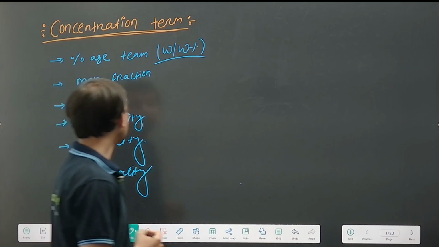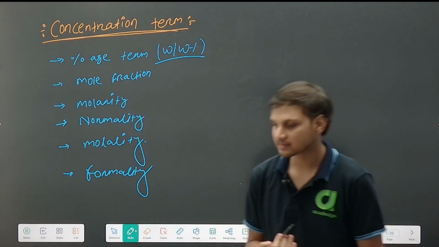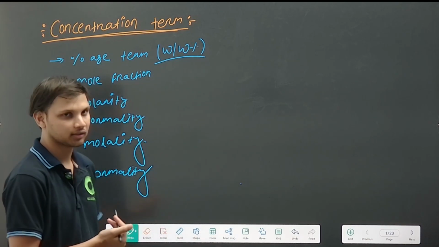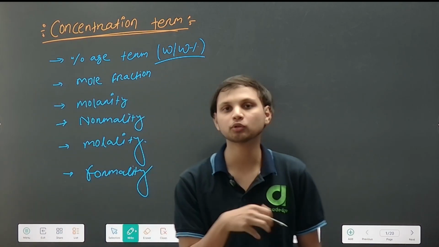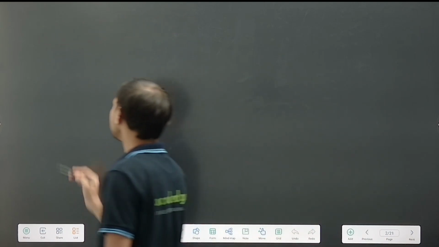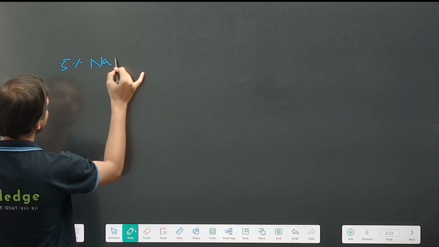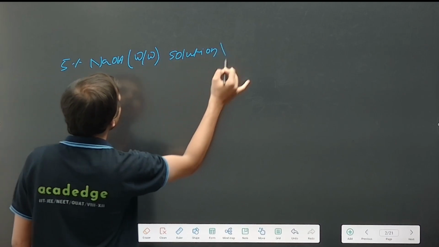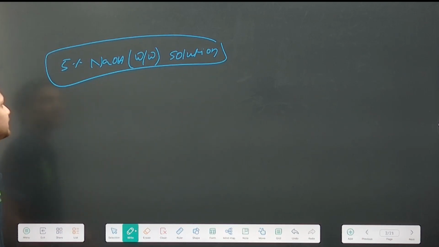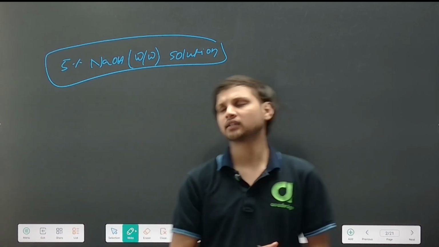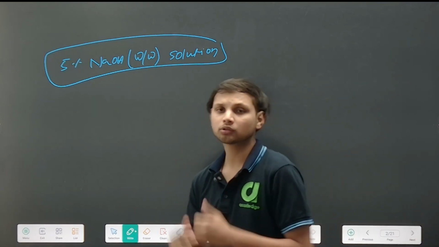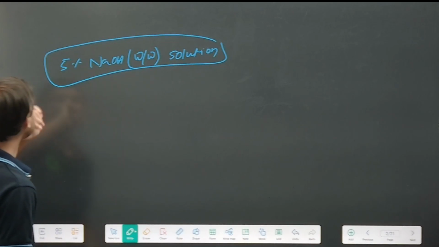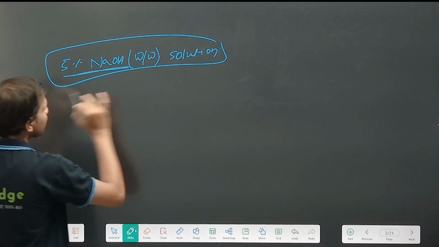Starting from the percentage term, what do you mean by percentage? Whenever I talk about percent, the word cent stands for 100, so it means anything out of 100. Let's take an example: 5% NaOH weight by weight solution. Let us understand what this term actually tells, and further we will discuss the formula.